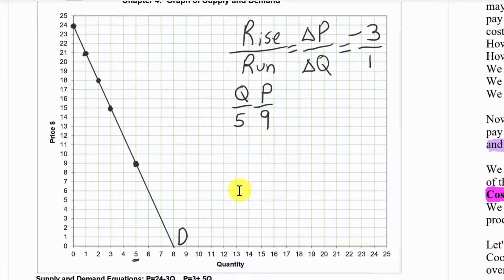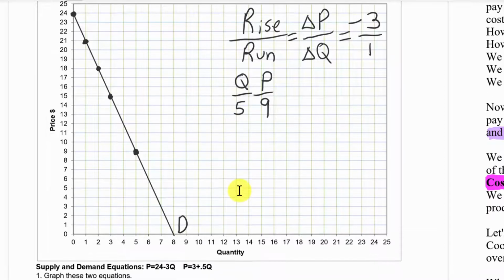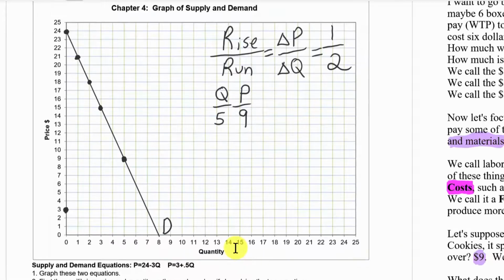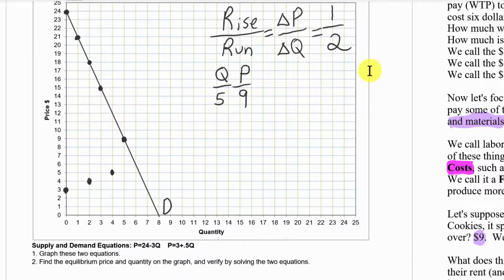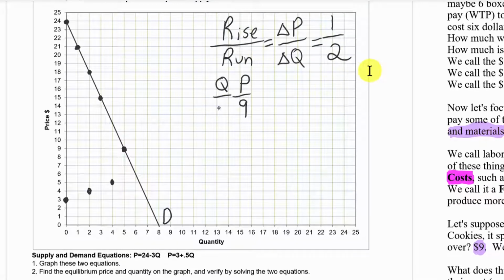Now let's plot our supply curve here. Supply: 3 plus 0.5Q. Starting just like we did before, our y-intercept is 3. If the quantity is 0, P equals 3. And this slope of 0.5, or 1/2, tells us that when we graph this, we can go up 1 over 2, up 1 over 2, up 1 over 2, up 1 over 2.